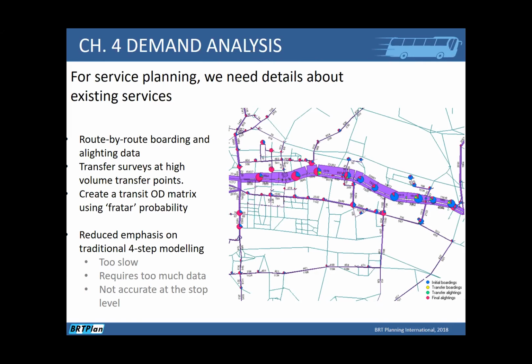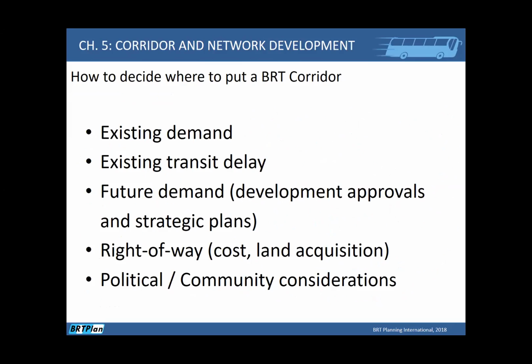So what we recommend is that everybody do pretty detailed route by route boarding and alighting surveys of all of your existing bus routes that are going to be using whatever corridor you've decided to design a BRT system on, and then to do transfer surveys at very high demand points, at points where you observe a lot of transfer activity. And from that, a modeler can usually create a transit-specific OD matrix using probability.